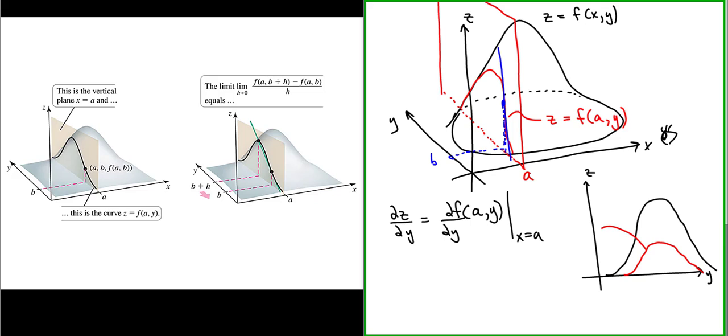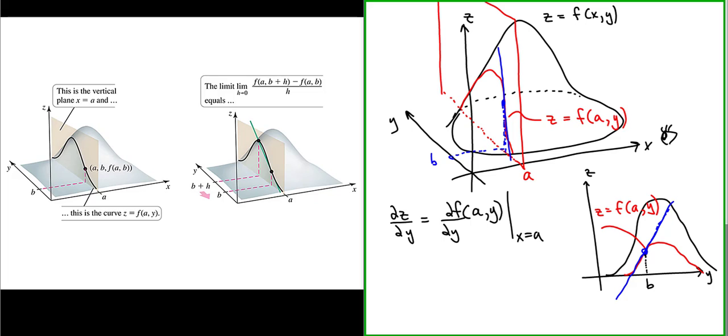This corresponds again to z as a function where x is a constant a, so z is a function of y. And evaluating the partial derivative at a point on this curve is equivalent to calculating the slope of the tangent line at that point. And we'll say that this is the value of x equals a, y equals b.